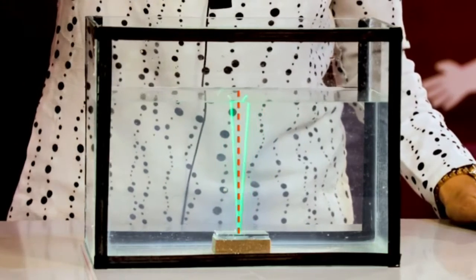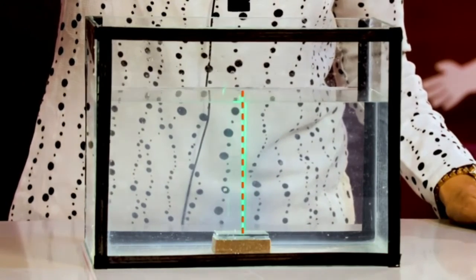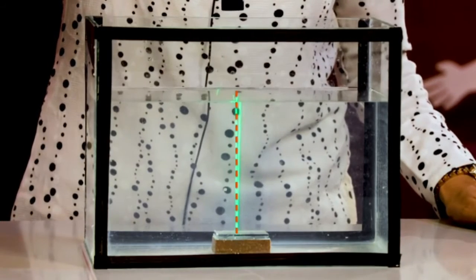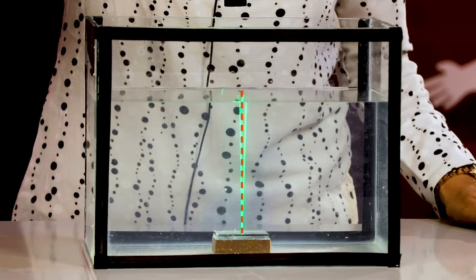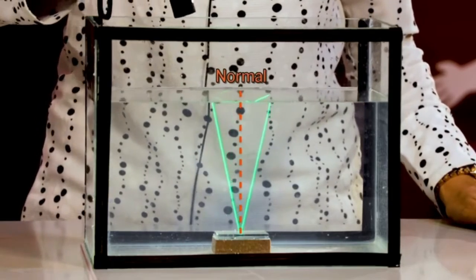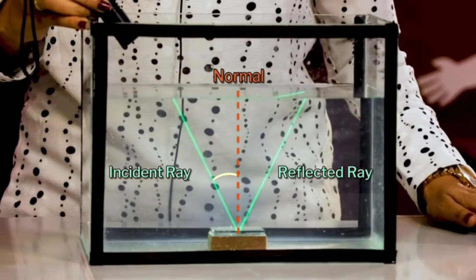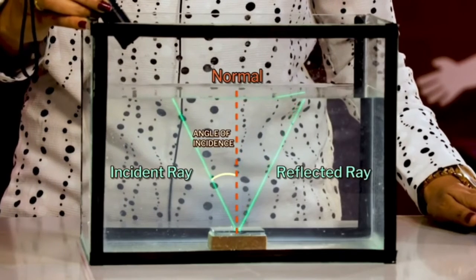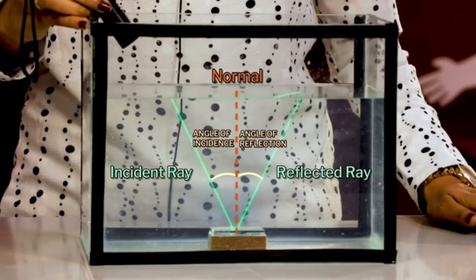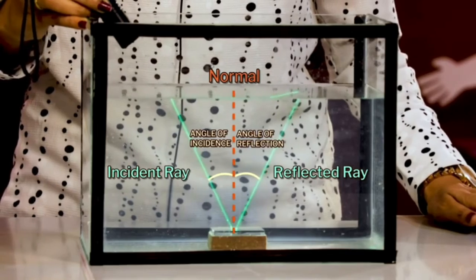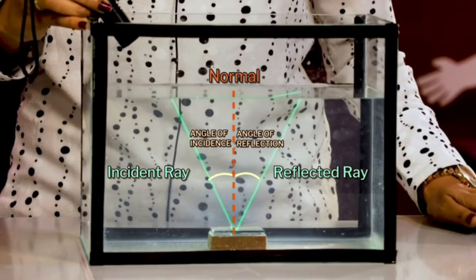This middle reference line, which is between the incident ray and the reflected ray and is perpendicular to the mirror, is referred to as the normal. The angle formed between the incident ray and the normal is the angle of incidence, and the angle formed between the reflected ray and the normal is called the angle of reflection. Also, I observed that the phenomenon of reflection happens in the same way in air as well as in a liquid medium. We will learn more about reflection of light in our next video.